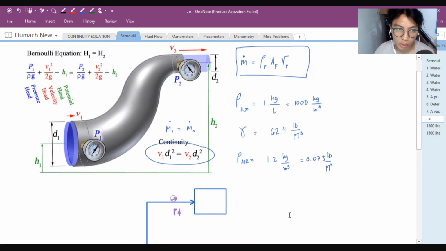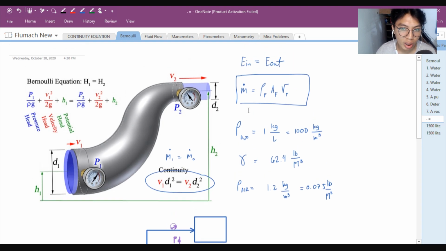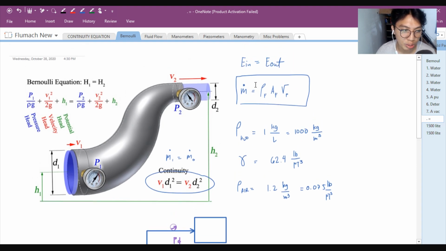Going back to the figure, as you can see, we have the Bernoulli equation here coming from the energy equation. We balance out the energy that is going in and the energy that is going out. Doon natin i-determine yung head. That head, you can get the pressure head, velocity head, and the potential head, which is affected by the placement or elevation of your piping, or of your fluid flow.